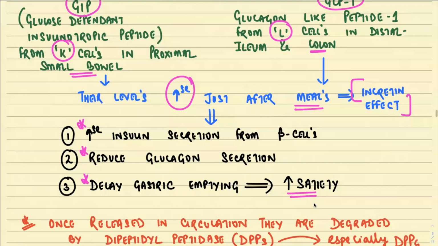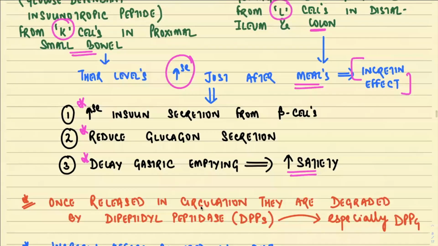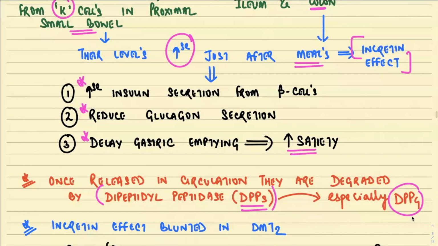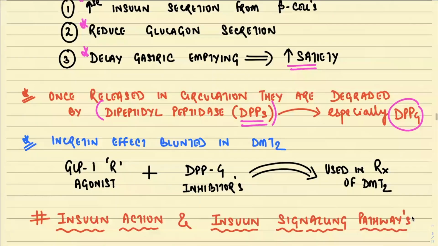Now, once these incretins are released into the circulation, they are degraded by a group of enzymes called dipeptidyl peptidases, DPPs. Out of all the DPPs, DPP4 is very important for their degradation. So the level goes down after the release of these enzymes. A very important application, for those reading pharmacology: one group of drugs is the GLP-1 receptor agonists.